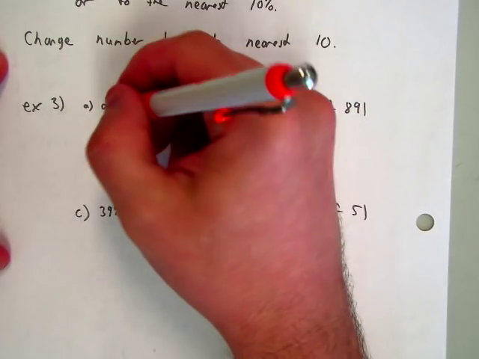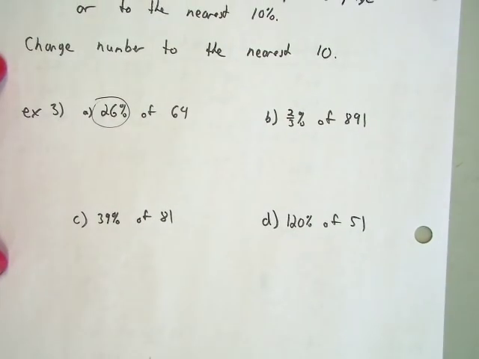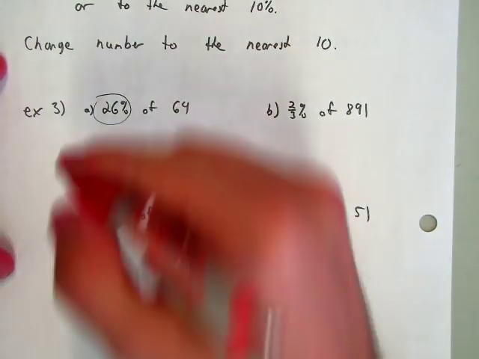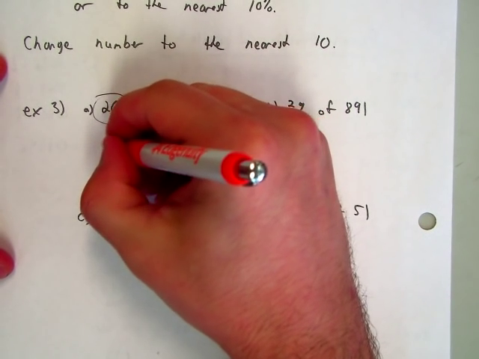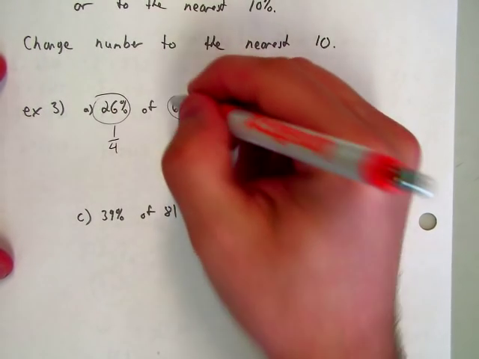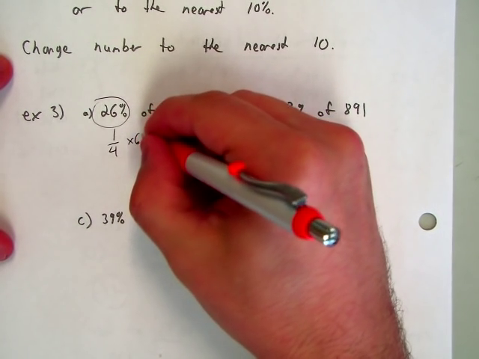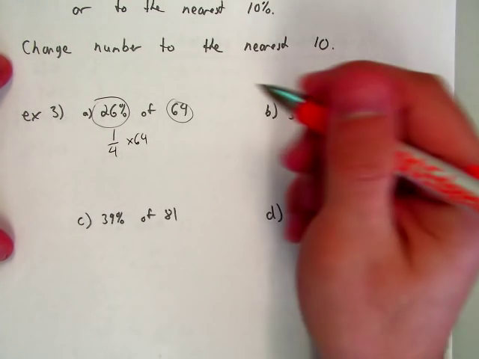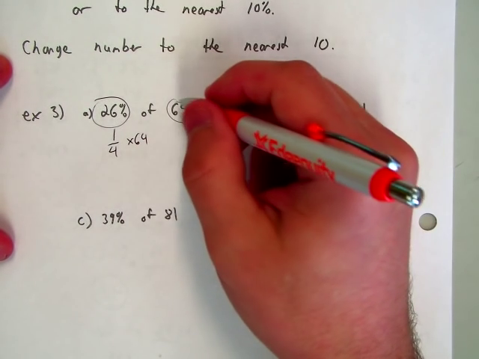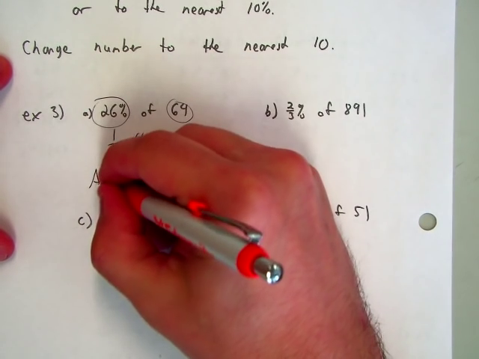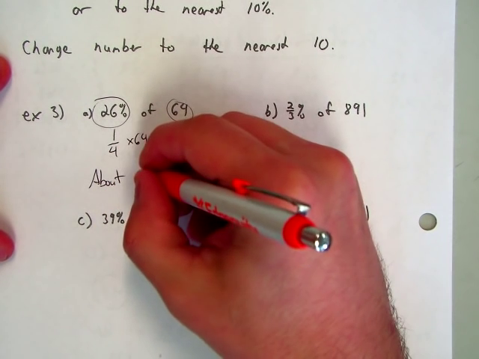So now letter A, 26%. That's really close to 25%, and we know the fraction for that. So this is really 1/4. 64 is divisible by 4, so I'm going to keep those. So I have 1/4 times 64. So 26% of 64 is about 16.